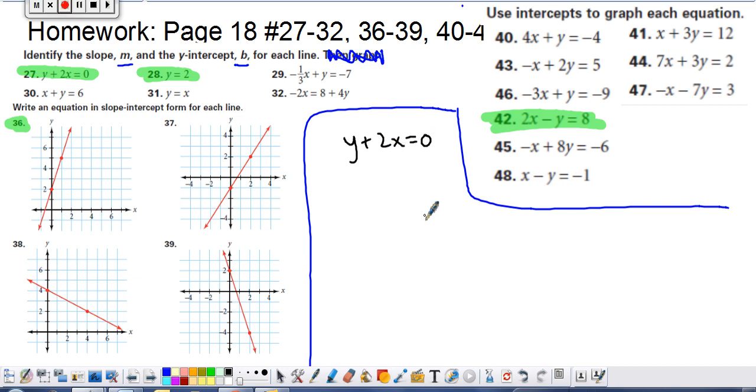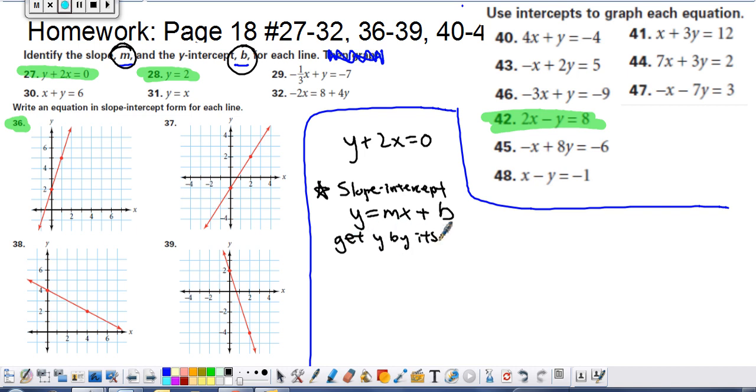27 is y plus 2x equals 0. Now remember, if you are ever going to write something in slope-intercept form, and it's important that we write it in slope-intercept form since you're asked to find the slope and the intercept, the best thing to do is turn this equation, y plus 2x equals 0, into slope-intercept form, y equals mx plus b. Remember that when you are turning something into slope-intercept form, you need to get y by itself.